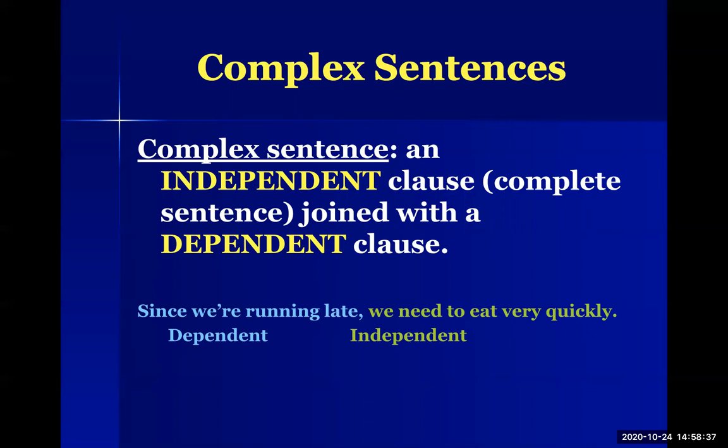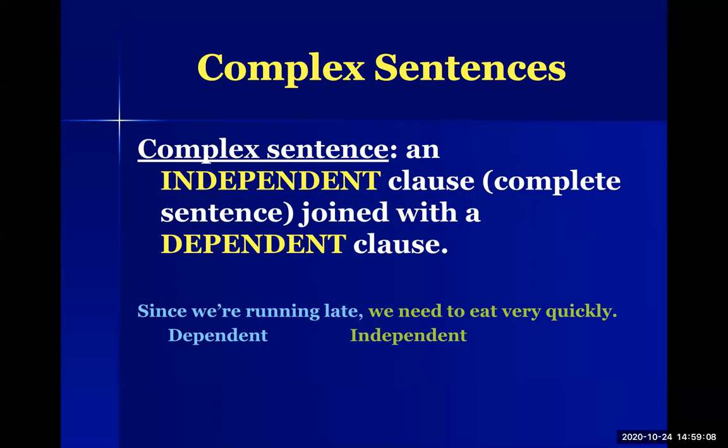Is it true that we need to eat very quickly? Yes, we need to eat quickly. That's a complete sentence. A complete sentence can be joined to an incomplete, a fragment, or a dependent clause, and that makes a complex sentence. When you have been correcting your fragments and you add a complete sentence to them, you have been making complex sentences. So as long as there's a yes on one side and a no on the other, then it's a complex sentence.